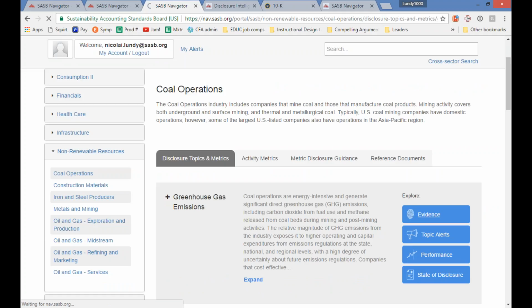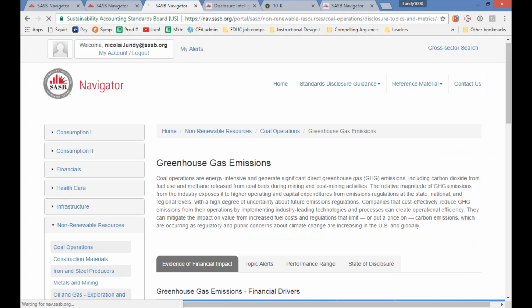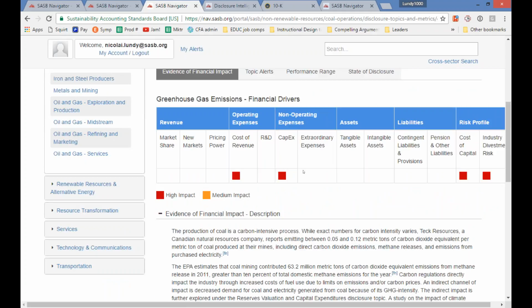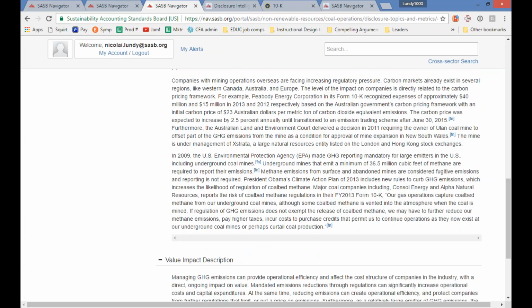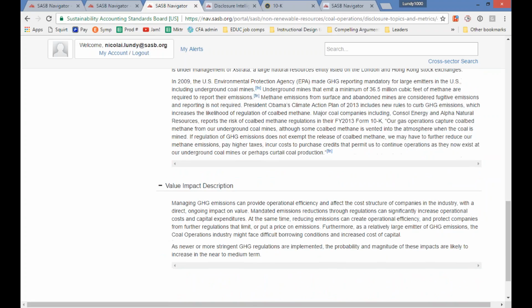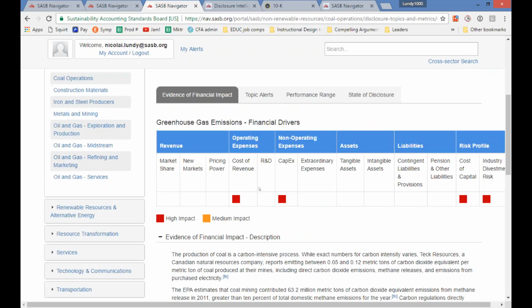When we're looking at the evidence that we collect, we're also able to articulate a value impact. We've summarized this information and made it available to industry experts and the public periodically throughout our process. And the feedback that we've gotten on the value impact has informed the ultimate financial drivers.